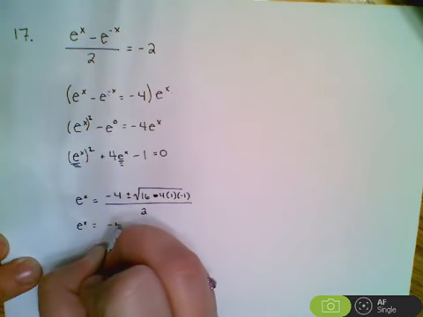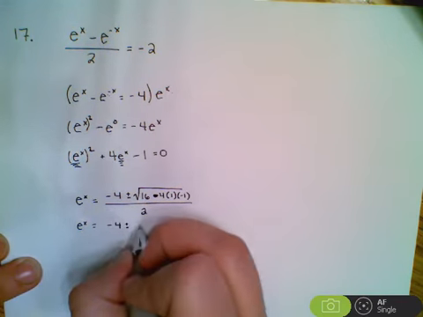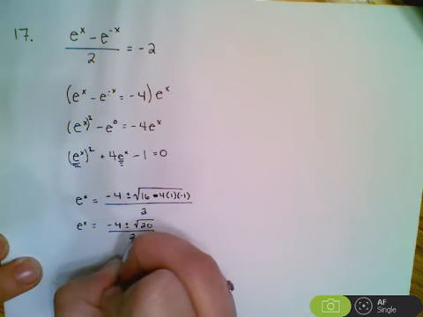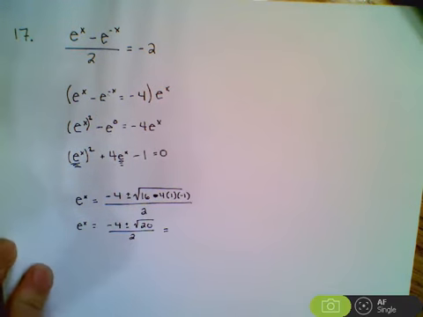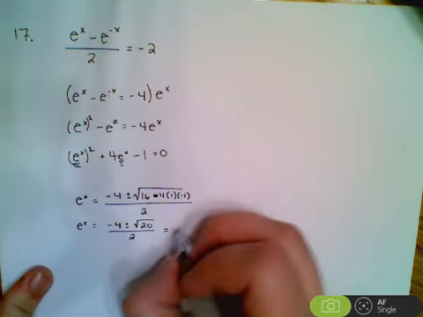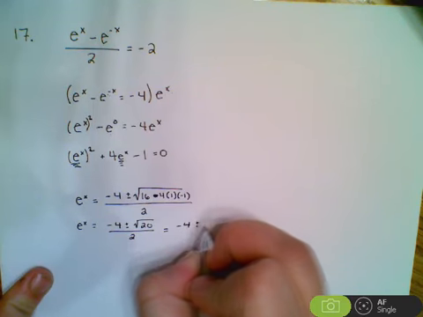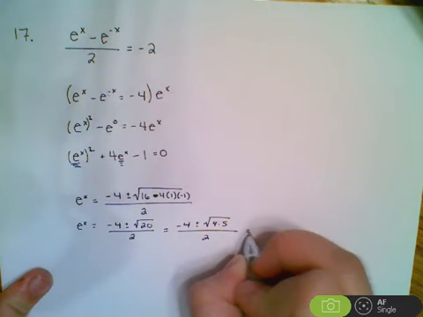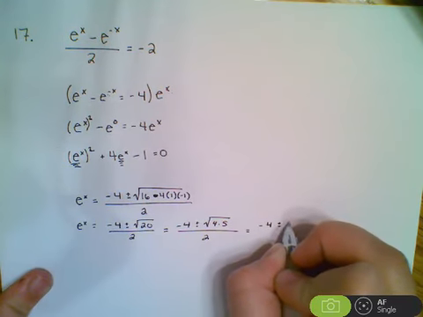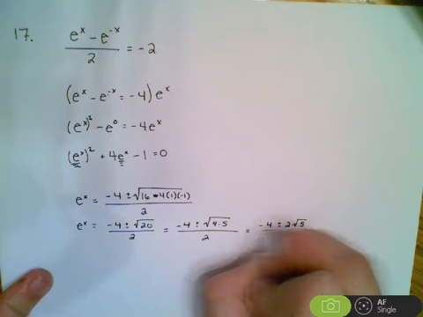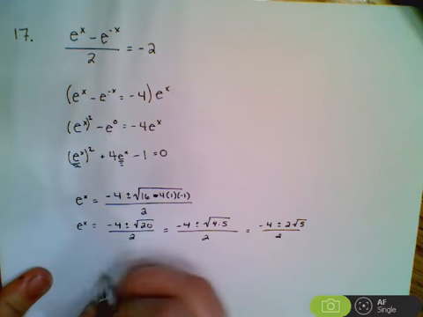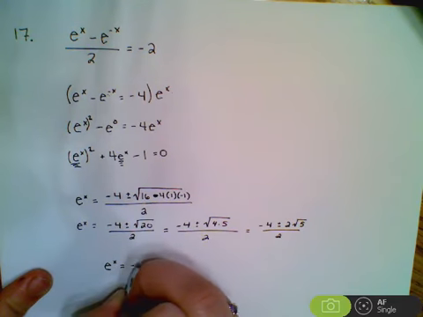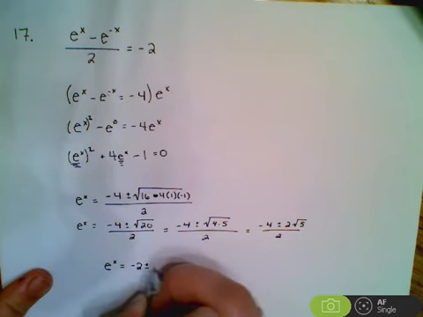So when you go ahead and do this and simplify it, you get e to the x is equal to negative 4 plus or minus the square root of 20 all over 2. And we know the square root of 20 simplifies. The square root of 20 is the square root of 4 times 5. Which then we have negative 4 plus or minus 2 square root of 5 divided by 2, and we can still keep simplifying. So then we get e to the x equals negative 2 plus or minus the square root of 5.